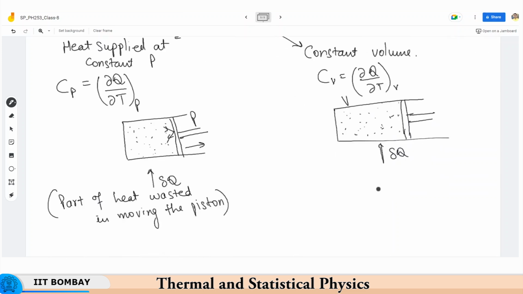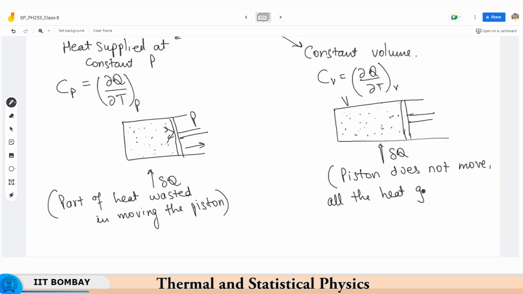So therefore the piston does not move, and all the heat gets utilized in raising the temperature. Okay, this is very simple, and I want you to just think about it.